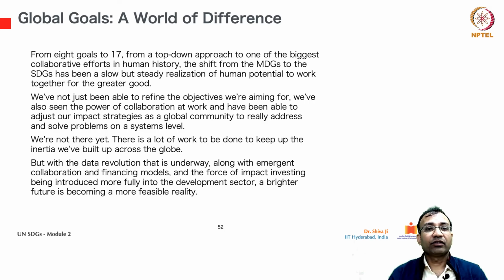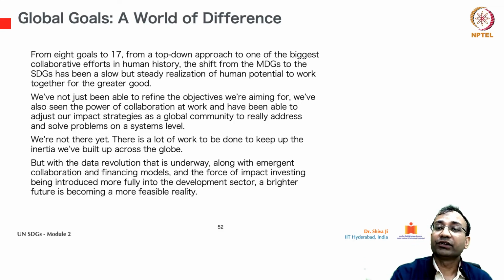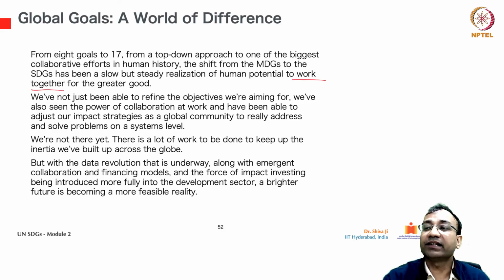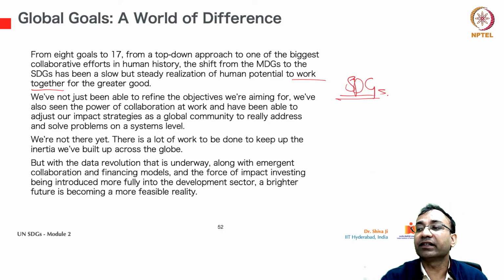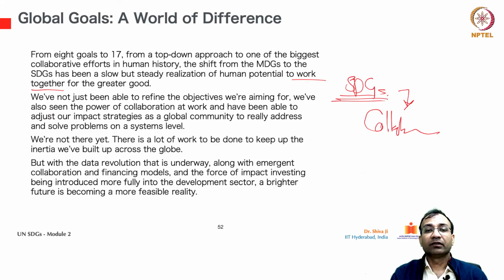Coming down to the final points, from 8 goals to 17, from a top-down approach to one of the biggest collaborative efforts in human society, the shift from the MDGs to the SDGs has been a slow but steady realization of human potential to work together for the greater good. So, working together. In the SDGs, one of the very interesting points is to work together, this collaboration we saw, right? We have not just been able to refine the objectives we are aiming for, we have also seen the power of collaboration at work and have been able to adjust our impact strategies as a global community to really address and solve problems on a systems level.